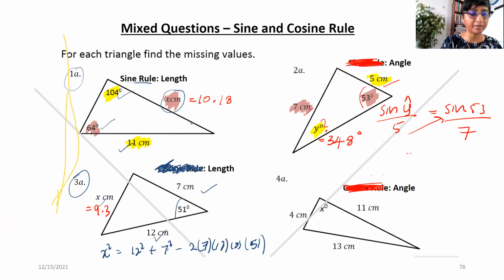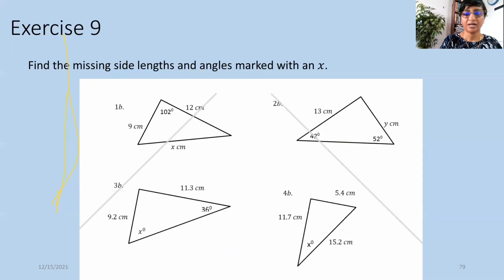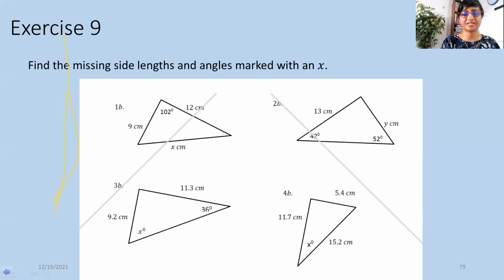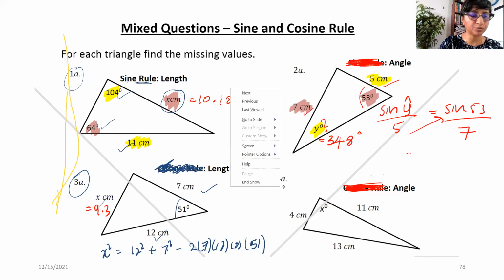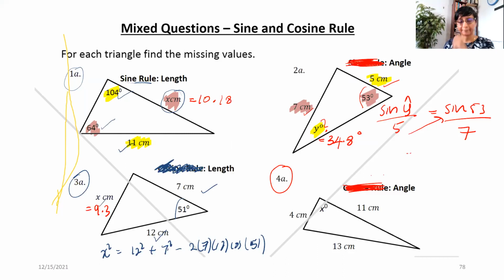I do have one more. Let me just quickly show you this. I have not given you which rule to use here. In the previous ones I helped you with that clue. In the last slide, I have similar questions to find a side and an angle using both sine and cosine rules, but without giving you the clue. Can you just do this last one, 4A?